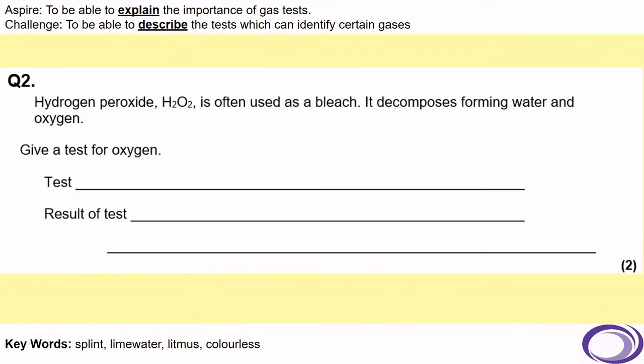So the next one, question 2. Hydrogen peroxide is often used as a bleach. It decomposes, forming water and oxygen. Give a test for oxygen, and you've been asked for the test and the result of that test.